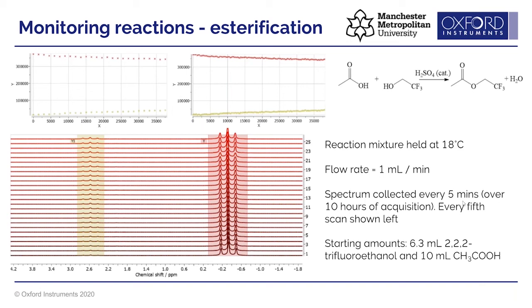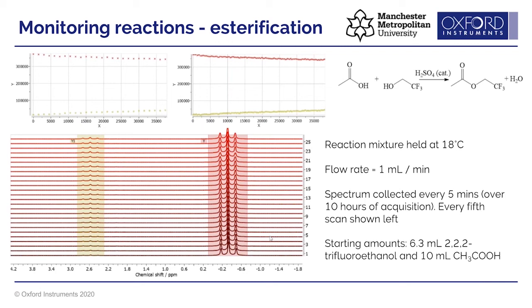So we notice the reaction that we're looking at is very similar to what we did before. The only difference is the fact that we've now got a CF3 group on the ethanol instead of where we used to have a CH3 group. And the spectra shown at the bottom are a series of 19F, or fluorine-19, spectra, and they have been collected every 5 minutes. So in terms of the total acquisition here, we've got over 10 hours of acquisition.